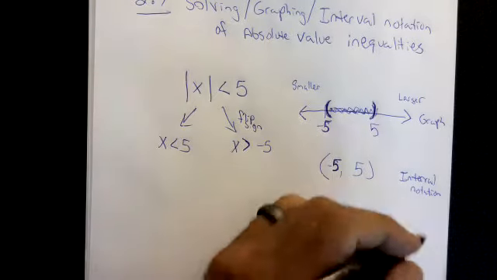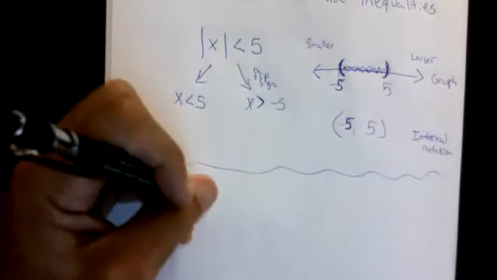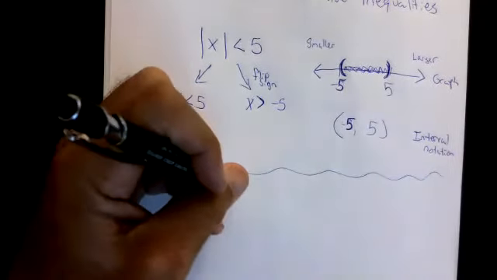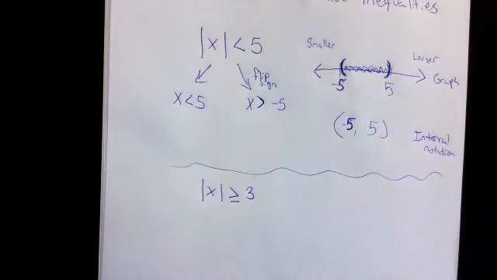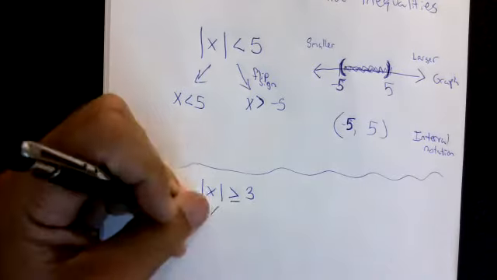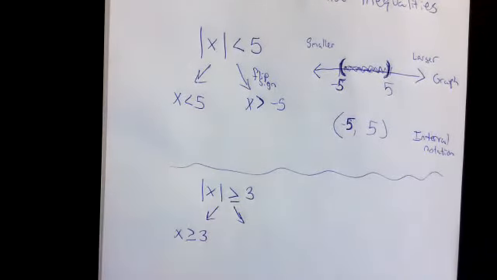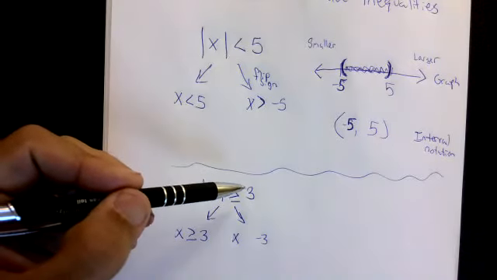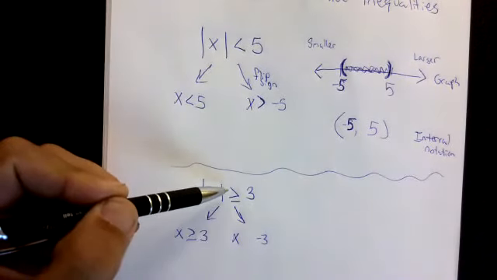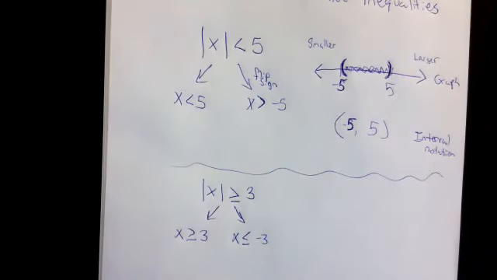All right, I'm going to pick another simple problem just to talk about a concept again. Let's say we had the absolute value of x is greater than or equal to 3. Doesn't matter. Again, when we split it up, x is greater than or equal to 3, or, remember, when we make the value negative, take your sign and flip it. Greater than or equal to becomes less than or equal to.